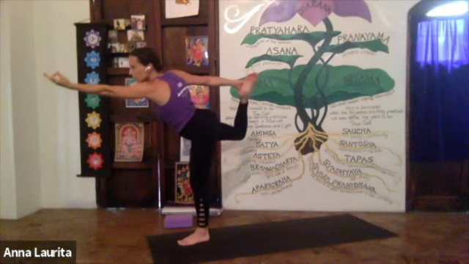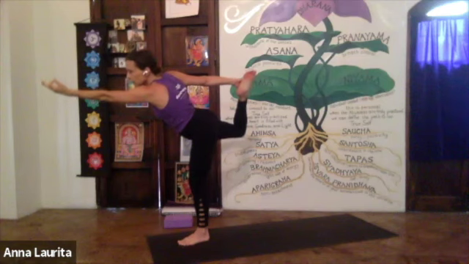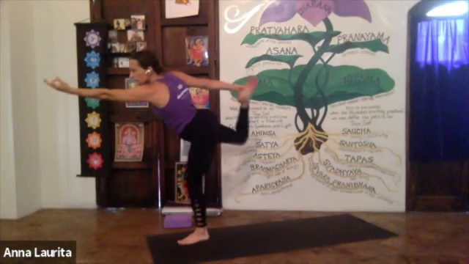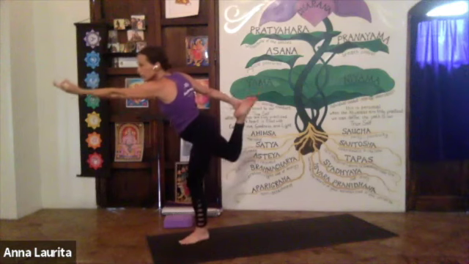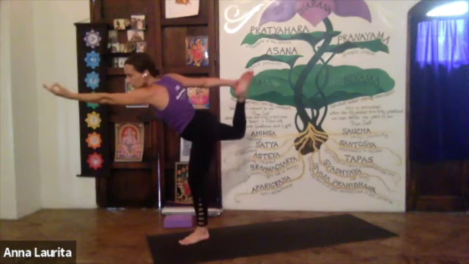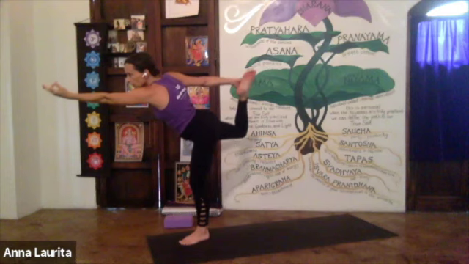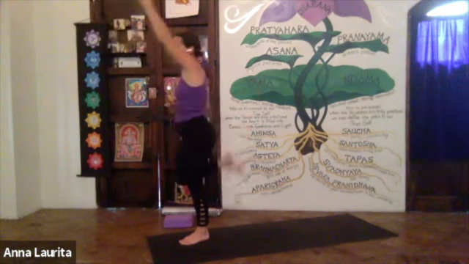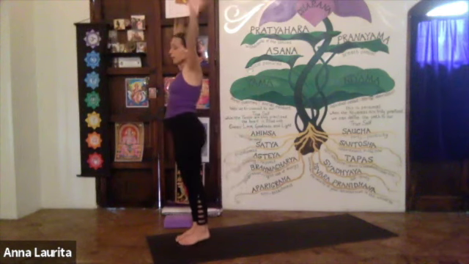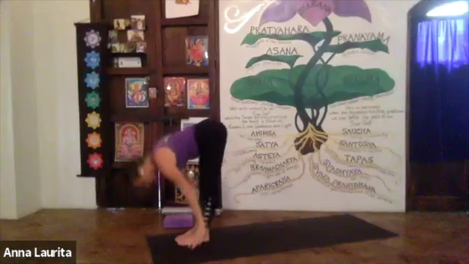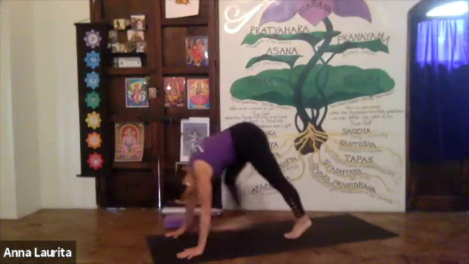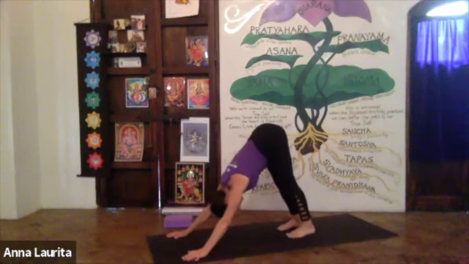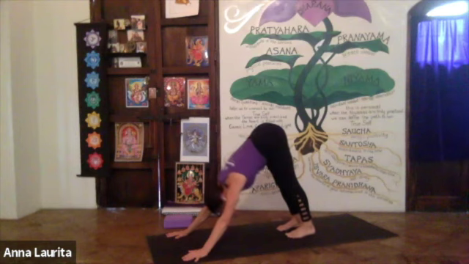Six generous breaths, a little longer than our standing poses. One more breath. And inhale, rise. Exhale, forward fold. Inhale, lift the head. Exhale, just walk the feet back to a very short dog. Short dog. Stretch out the calf muscles.